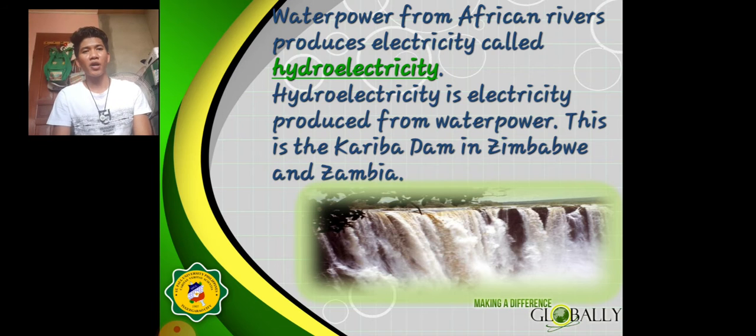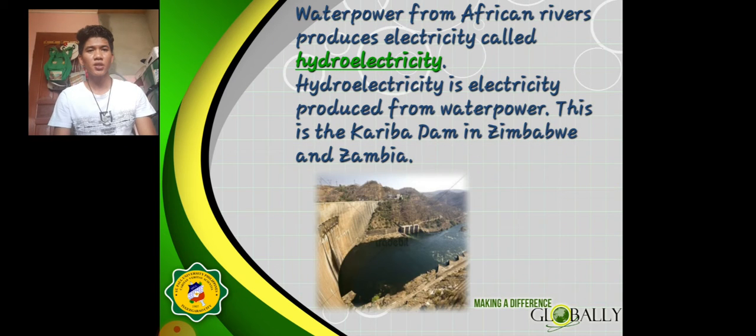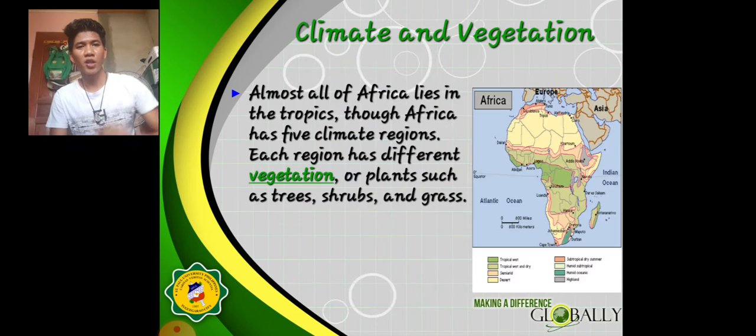Water power from African rivers produces electricity, also called hydroelectricity, like some waterfalls. Hydroelectricity is electricity produced from water power. This is the Kariba Dam in Zimbabwe and Zambia. Water power, as I've said, is important to many Africans because this produces an energy source for them to live.